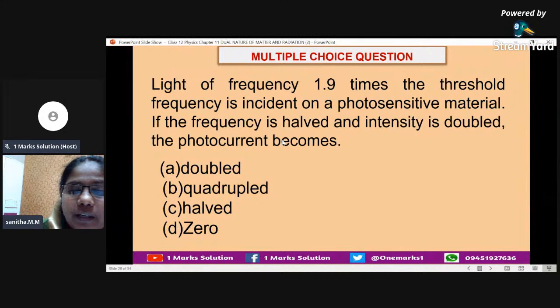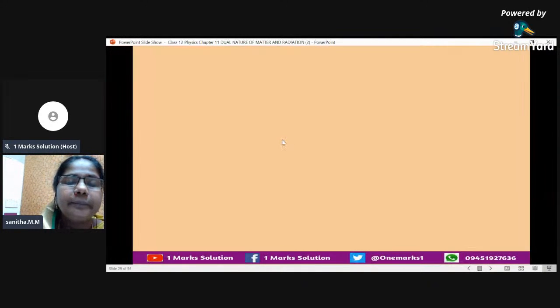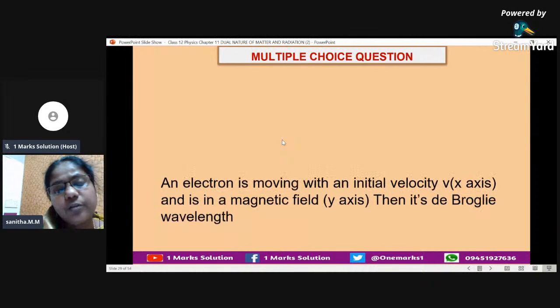So no ejection. So what is photoelectric current? There is no emission, no photoelectric current. So the answer is 0. Please note this one is very important one. Photoelectric current is not there. Answer D. Now we can go for the next question.